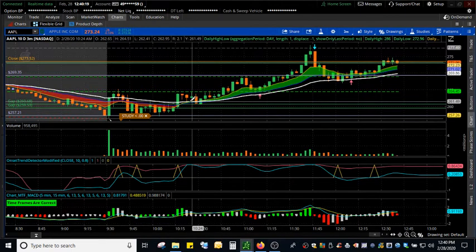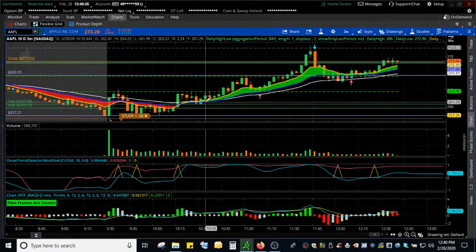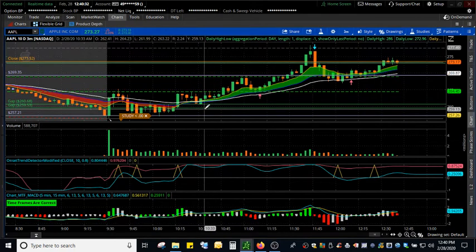So I probably would have waited for the cross or for it to come down and touch that 34 EMA. I probably might not have gotten in at this point because we lost our green bars. So I probably would have let this one go.